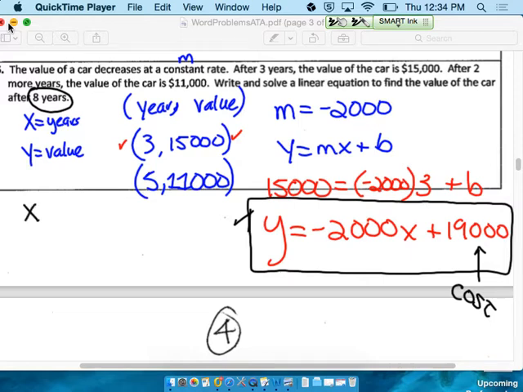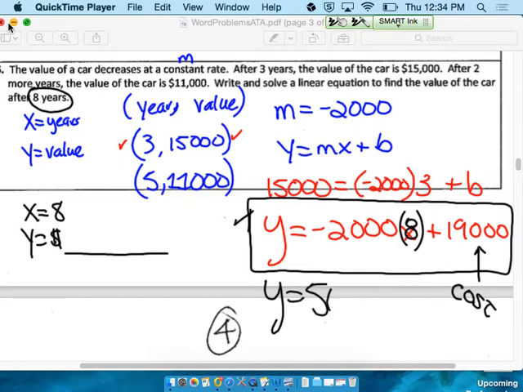So what they've done, they've given us an x value of 8, and our job is to find the y value that's associated with that. So if I go into my equation and I let x take on a value of 8, I can see that the value associated with my car after 8 years would be 5,000. y equals 5,000. So that means in 8 years, this car would be worth $5,000.